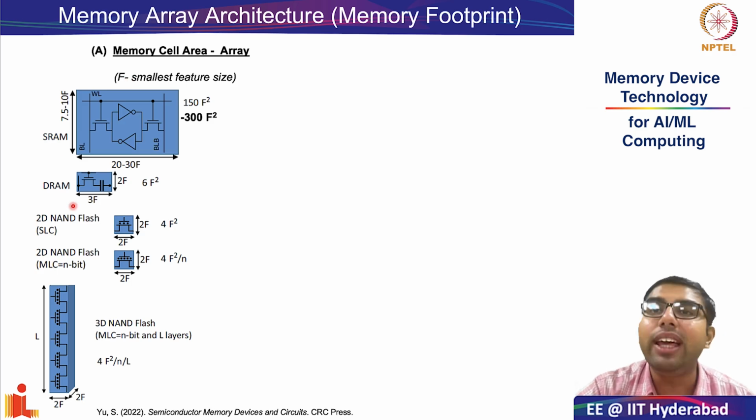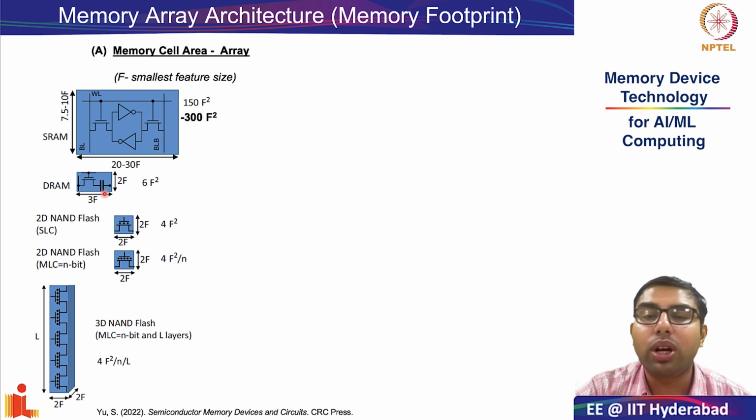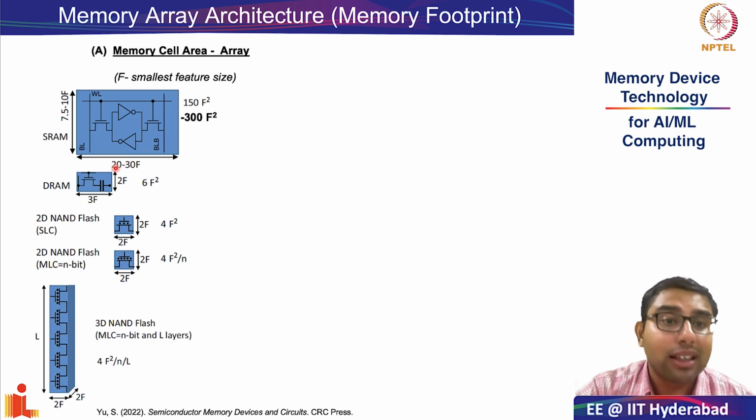When you go to DRAM, of course, latencies increase substantially, but as you can see, the device becomes simpler in terms of cell area. Now, instead of having 6 transistors, you have only 1 transistor and 1 capacitor. Therefore, the DRAM design can fit within 3F multiplied by 2F, which is roughly 6F squared.